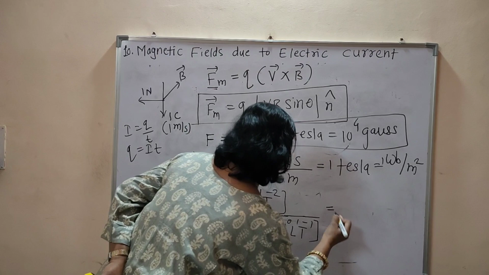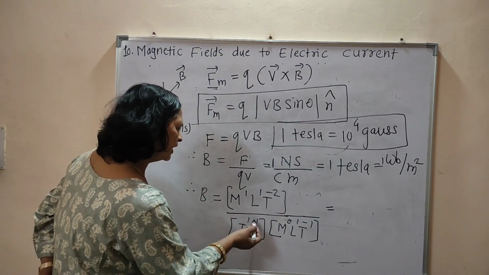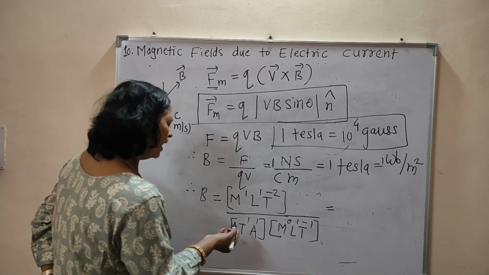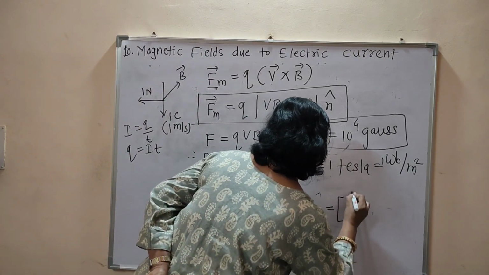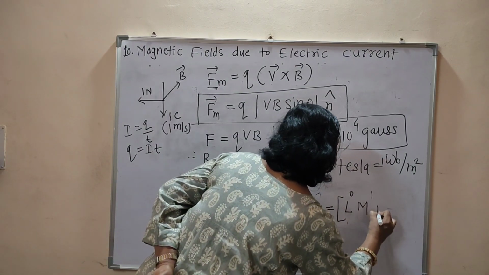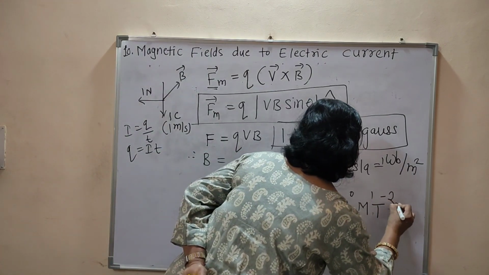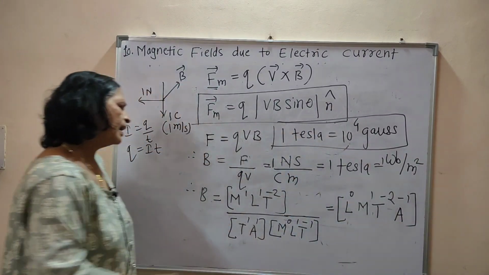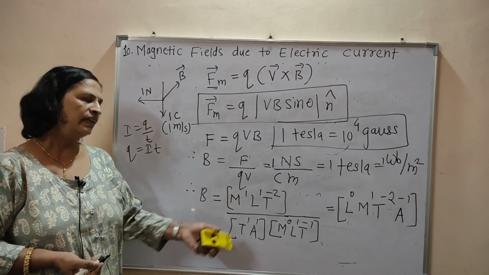Then the total dimension: L raised to 1 and L raised to 1 get cancelled, T raised to plus 1 and T raised to minus 1 get cancelled, and the total dimension is L raised to 0, M raised to 1, T raised to minus 2 and ampere raised to minus 1. That is the dimension of the magnetic field or magnetic induction.